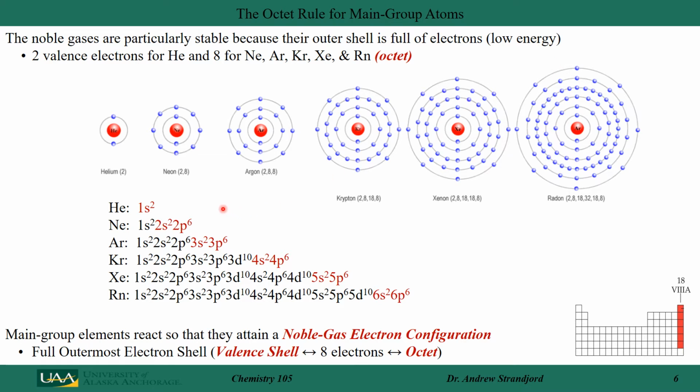All the other elements in the periodic table want to actually share electrons or exchange electrons to actually form that octet or that noble gas electronic configuration. So main group elements react so that they can obtain that noble gas electronic configuration. They want that full outermost electron shell, which in most cases, except for helium and hydrogen, is going to be 8 electrons, or an octet.